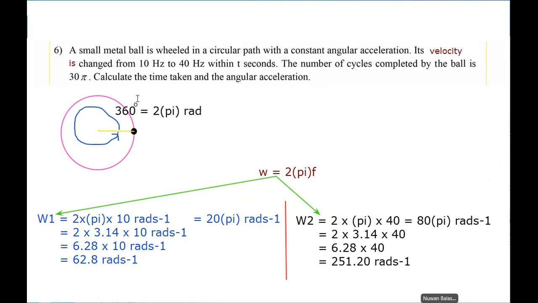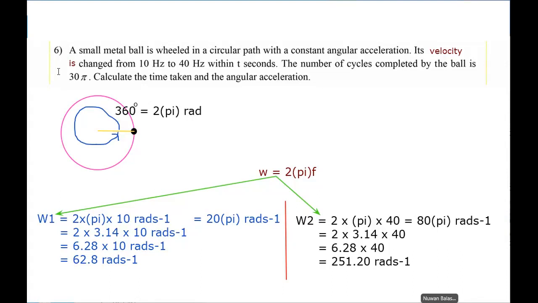So if one cycle is completed, the rotated angle will be 2 pi radian. Now it has completed this many cycles. Therefore, what will be the rotated angle here? What should I do to find the total rotated angle? 30 pi into 2 pi. Very good. 30 times pi should be multiplied by 2 pi radian. Then we will get the complete rotated angle.